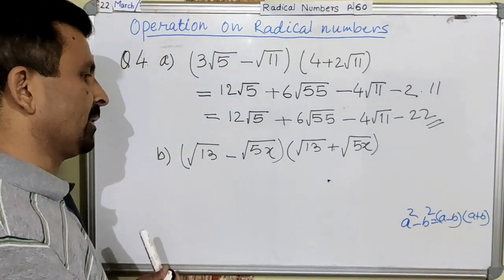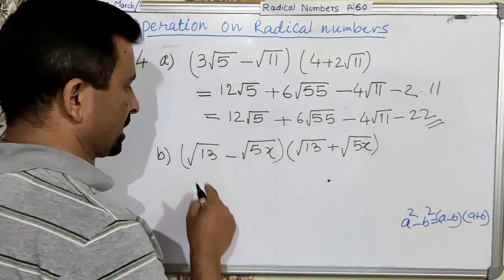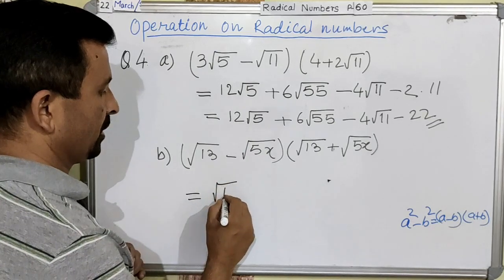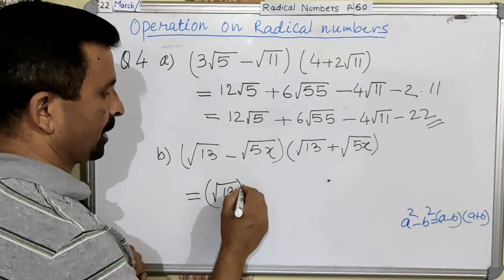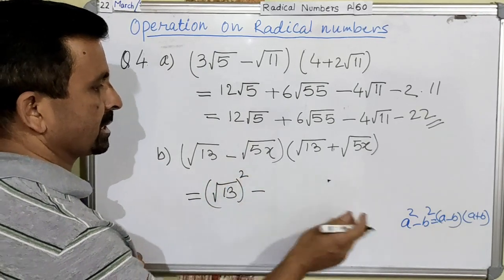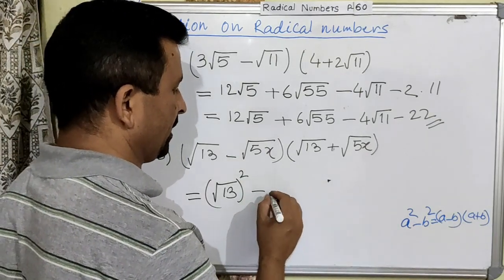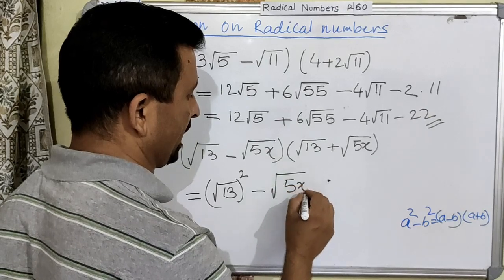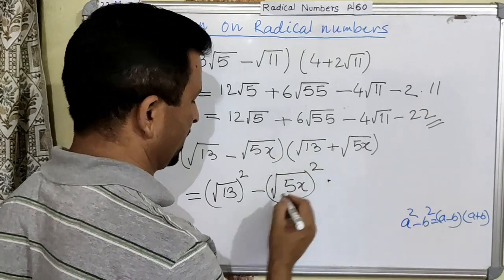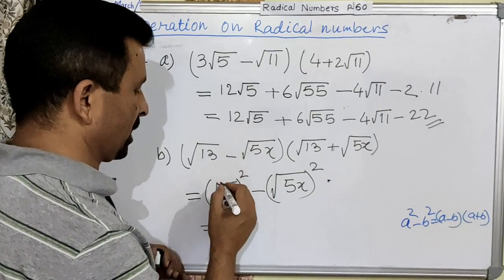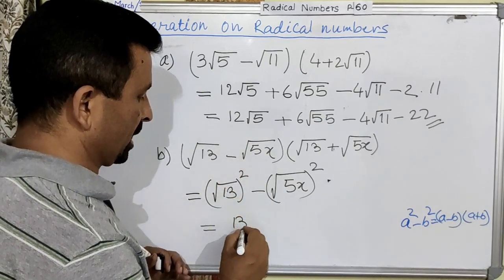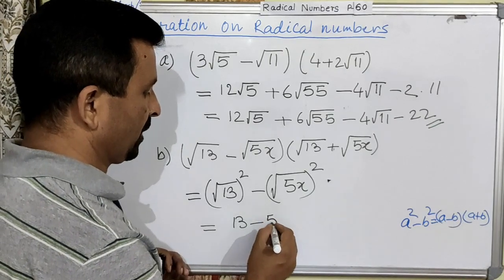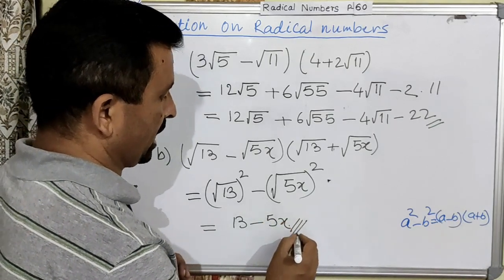So we can have the square of the first term. The first term is root 13. So you can have this as a square of root 13 minus, in the formula you have minus, so minus, and then the square of the second term. And second term is root 5x. And then you just square it. Clear? You know that a square and square root will cancel each other. So this will give you 13. And here also square root and square root will cancel each other. This will give you 5x and this becomes your answer.